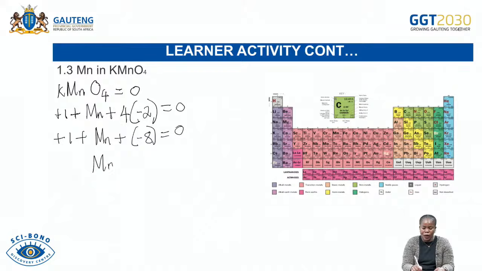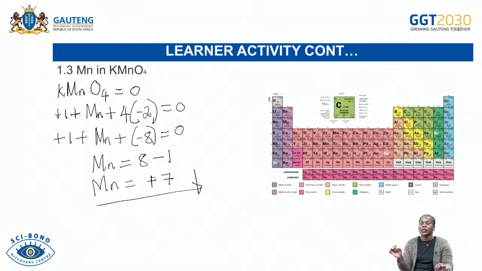This then gives us Mn equals, when we transpose, +8 and then -1. Then manganese will have an oxidation number of +7. Just as easy as that. So you apply your rules, you become friends with your periodic table, and then it is easier to assign the oxidation numbers of different elements in a compound.